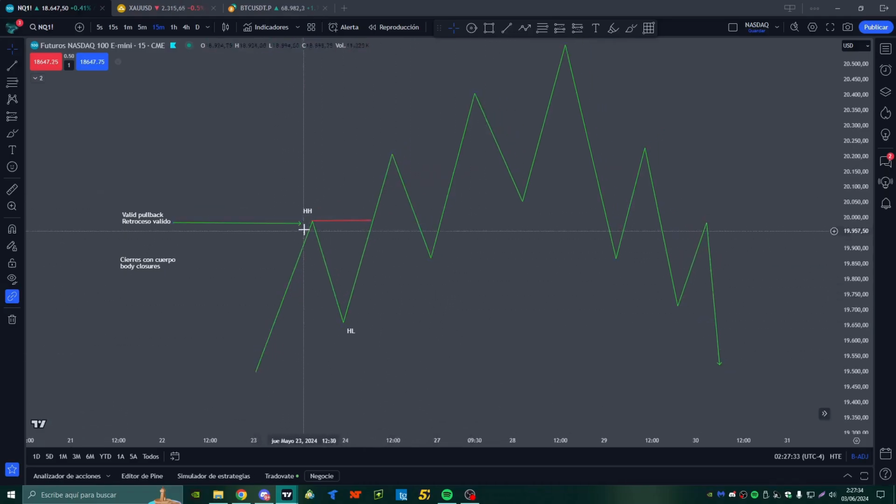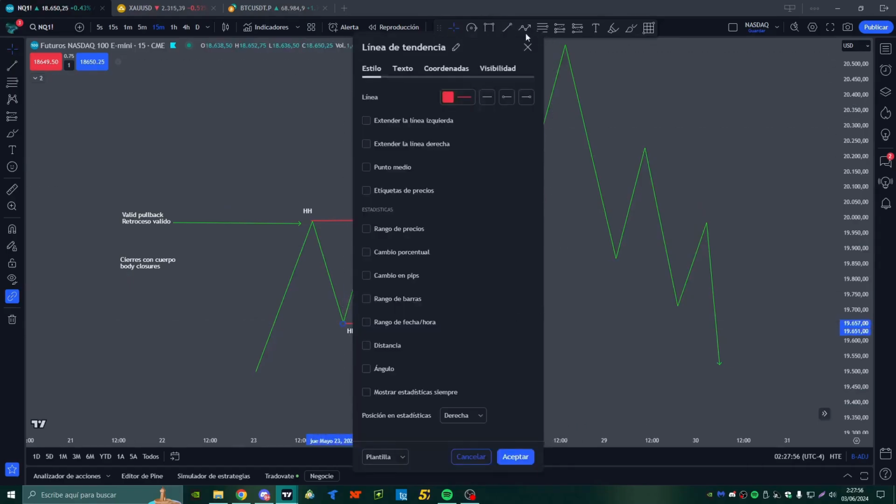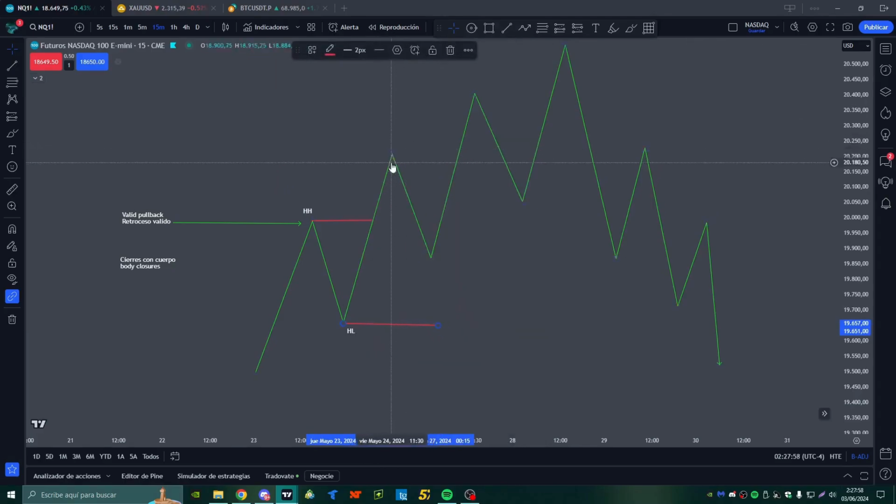So the price is making an impulse. It makes a valid pullback, which I will tell you later how to validate a retracement. And then it closes, making another impulse. It closes with a body above that high. So we already have the continuation, and this becomes our new protected low. Now a valid pullback is made here, and we close with a body here.